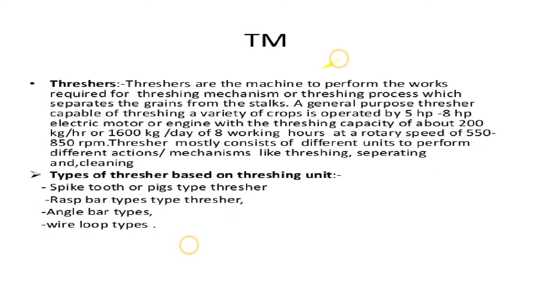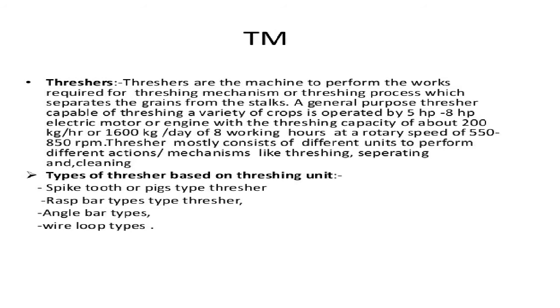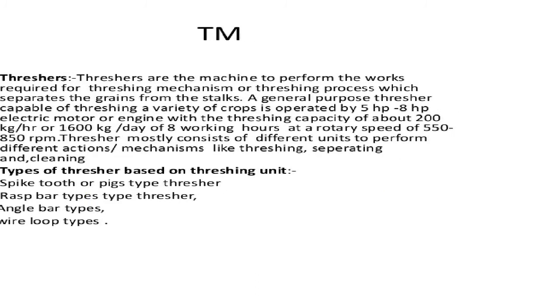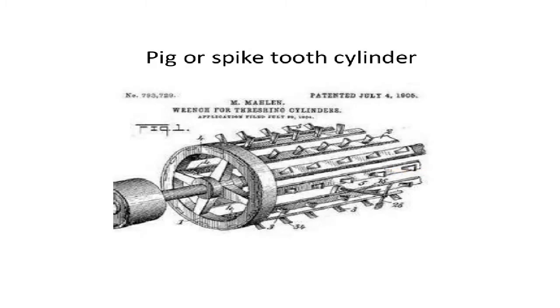Now the threshers are the machines to perform the work required for the threshing process. The types of threshing based on the threshing units are spike tooth or pegged type thresher, rasp bar type thresher, angle bar type, and wire loop type. This is the spike tooth type of thresher. It is generally used for the multi-crop thresher.